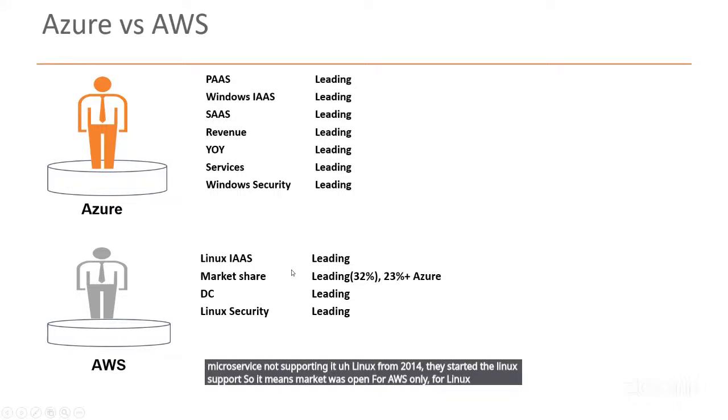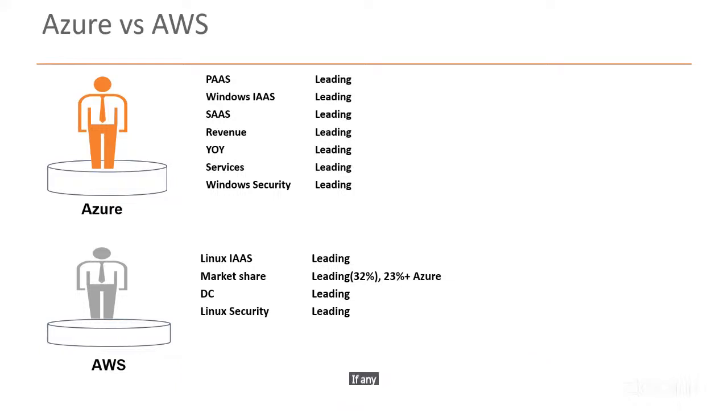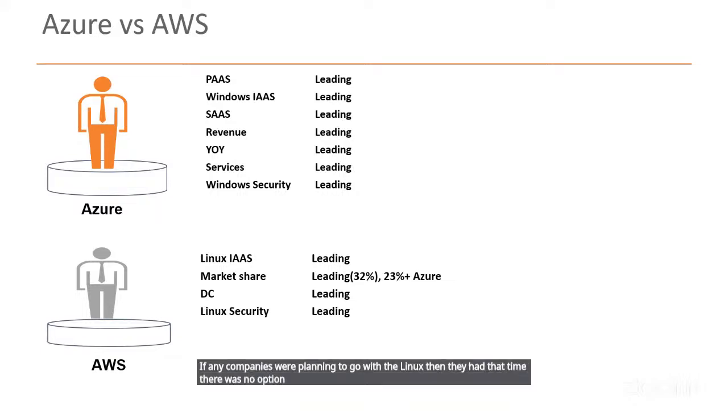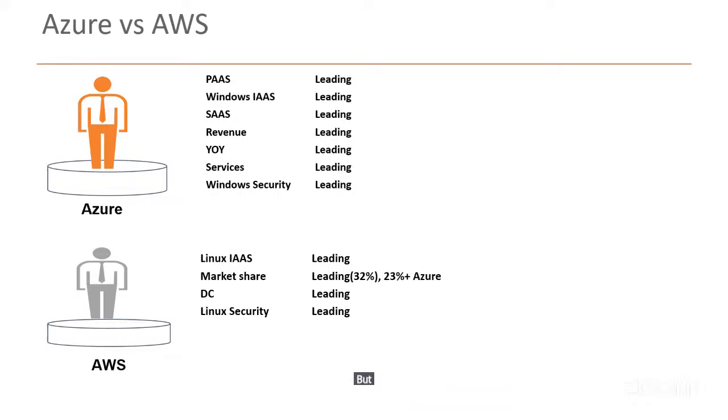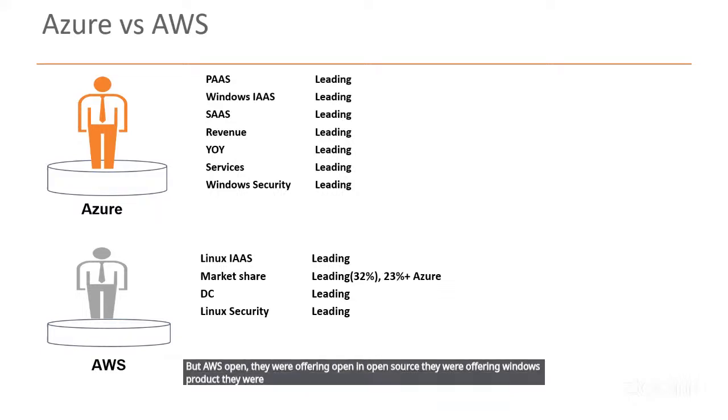If any company was planning in the initial days, suppose in 2010, 11, 12, 13, 14, to go with Linux, then at that time there was no option available in the Microsoft Azure region. During the initial days, Microsoft was promoting its own products only. But AWS was offering open source, Windows products, and other types of products also. So after 2014, Microsoft also started offering Linux, but in the current situation, overall Linux infrastructure-wise, AWS is leading.